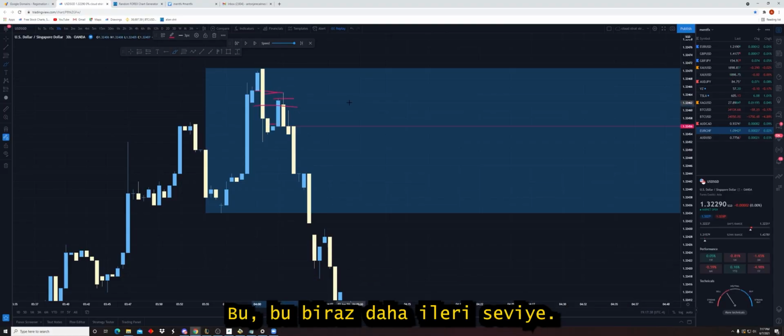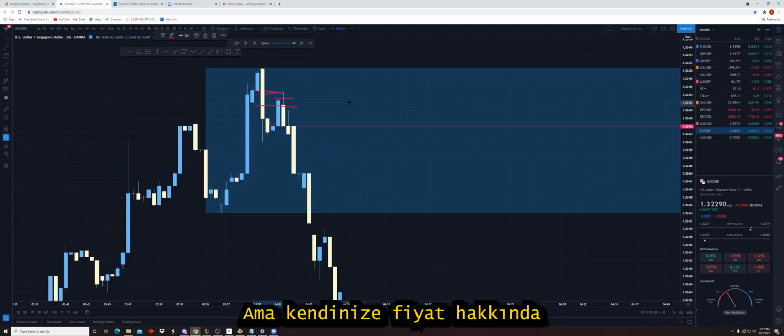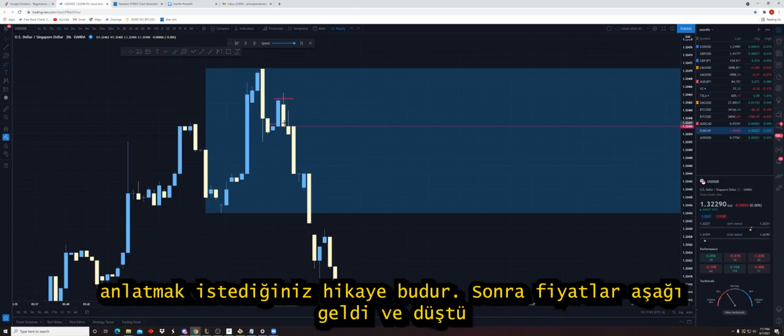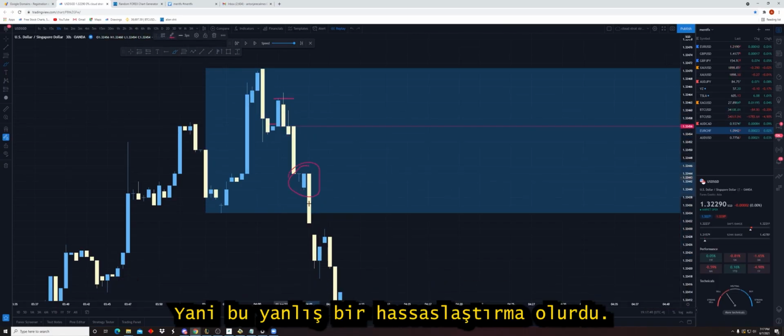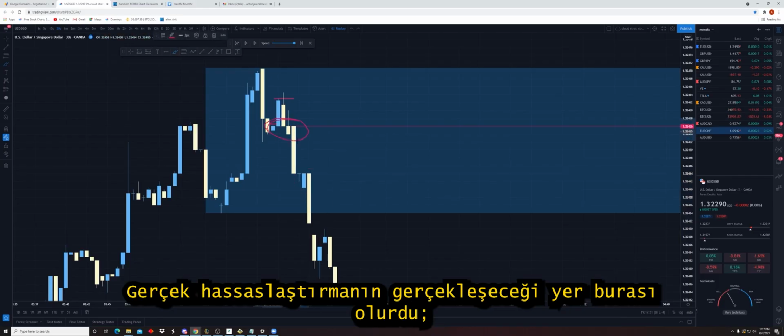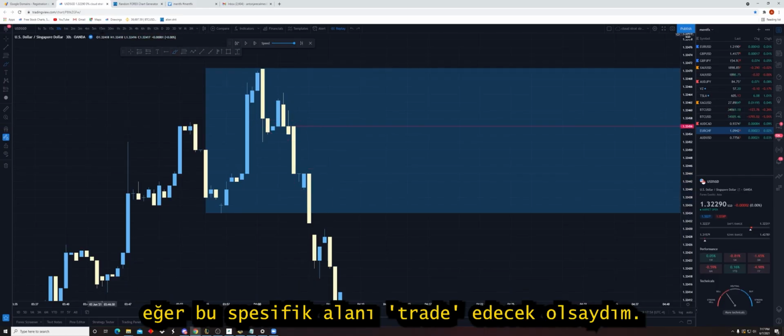This is a little bit more advanced, but this is how you want to tell a story about price. Then price came down and dropped off without ever testing the imbalances in here, and then continued to drop. So this would be a false refinement. This is where the real refinement would happen if I were to trade this specific area.